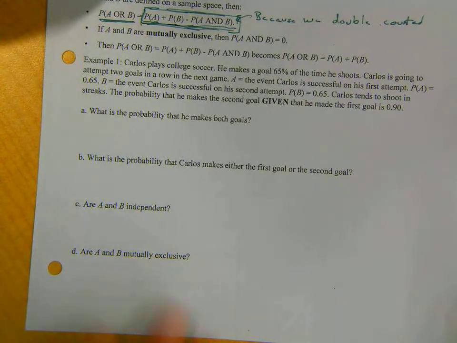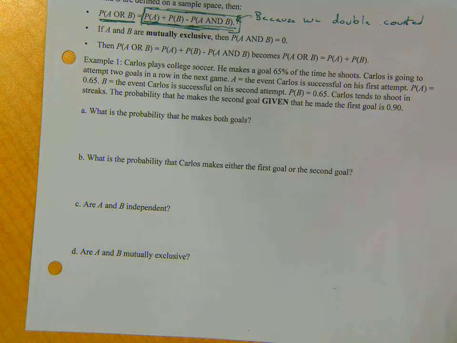All right. So Carlos plays college soccer. He makes a goal 65% of the time he shoots. Carlos is going to attempt 2 goals in a row in the next game. Good job, Carlos. A equals the event Carlos is successful on his first attempt. P(A) equals 0.65. Does that make sense?